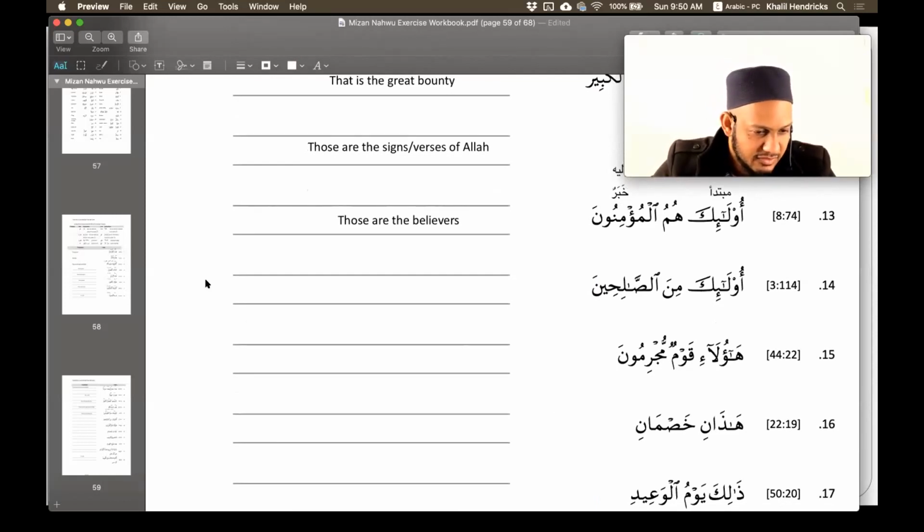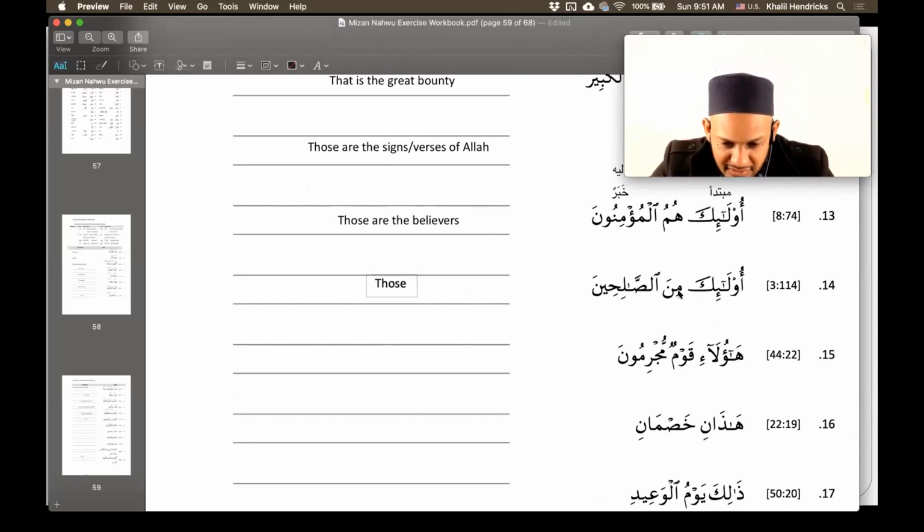Next one, who wants to go? Brother Tawfiq, Sister Tahira. Brother Tawfiq sent me a WhatsApp to say that he'd like to go. Okay, I'll go now.